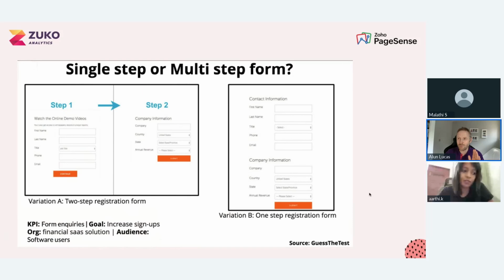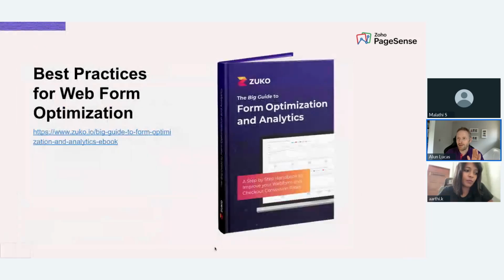Final piece is around best practice. Now, what I'm going to do is I'm not going to take you through best practice about everything because I've been through a lot of it, but also we've written a book on it, a free book that we're offering on Zuko's website. Basically, it's a big guide to form optimization and analytics. It talks about some of the things I talked about today, but much more. It talks about, okay, how do you create a great user experience on a form? And how do you improve your conversion rate, and how do you use data to help you do that, as well as design principles. So you can see the link on here.